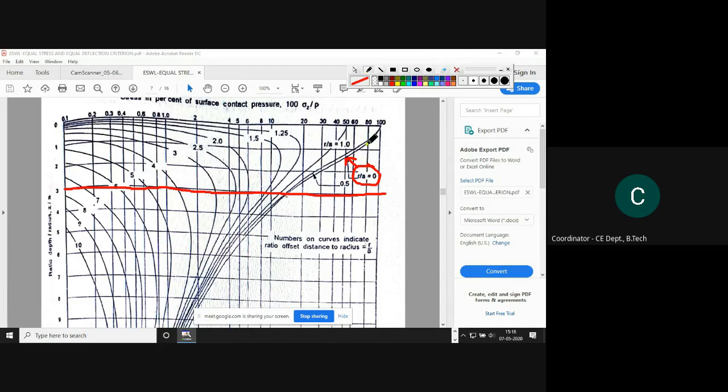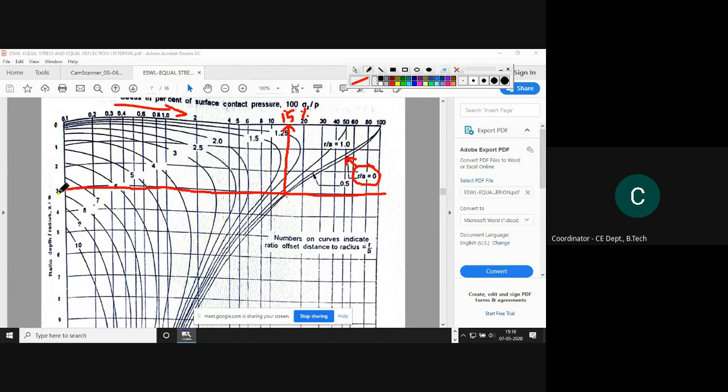Now we'll go down, and we will see where this curve cuts this Z by A value. So it cuts somewhere here. Now go perpendicular. We will get sigma Z by Q from this axis, so we have to go upward. From here I can say it is somewhere like, suppose, 15%.